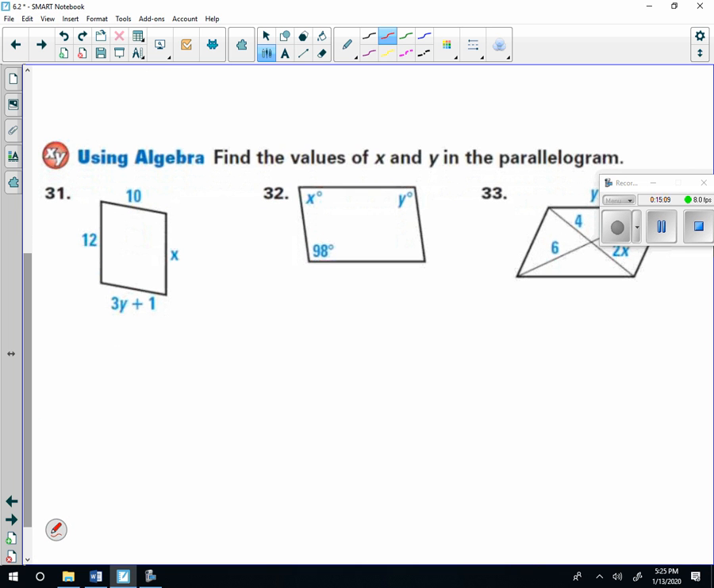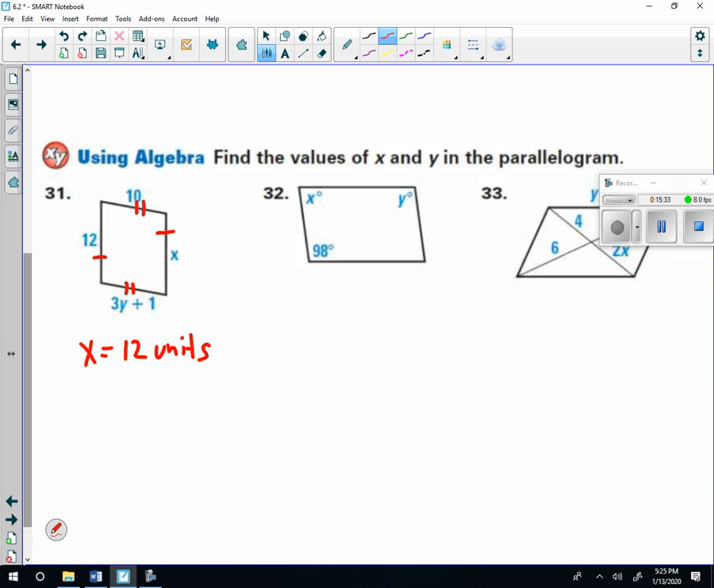If we try and complicate things just a little bit using algebra, the directions read: find the value of x and y in the parallelogram. So in 31, if that's a parallelogram, then these sides are definitely congruent, and these segments are definitely congruent. So to find x, we know x is equal to 12. And we're going to attach a label there of units because x signifies the length there.